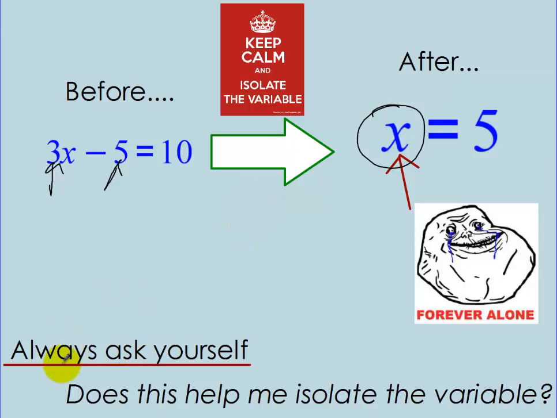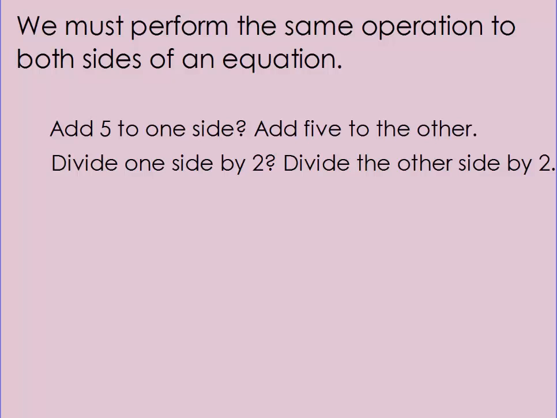You have to isolate. Whenever you do this, ask yourself, what am I doing? Does this help me isolate the variable? To isolate the variable, we must perform the same operation on both sides of an equation. If we want to add 5 to one side, we have to add 5 to the other. If we want to divide one side by 2, we have to divide the other side by 2. Both sides of the equation.